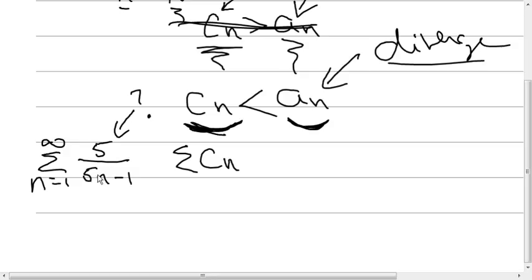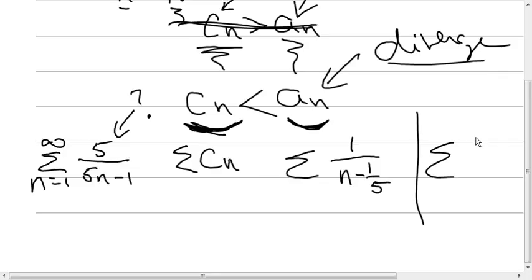So what would we use? Now it turns out that if we apply a little trick of multiplying the numerator and denominator by 1/5, this series turns into something that looks like this. Now that looks a little bit more familiar. It looks a bit like the harmonic series, like this.